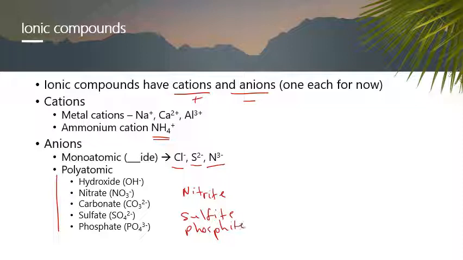Now, what's the difference between the -ite and the -ate? Well, the -ite has one less oxygen. So instead of NO3-, now the nitrite is NO2-. Sulfate is SO4 2-. The sulfite is SO3 2-. Phosphate is PO4 3-. Phosphite now becomes PO3 3-.